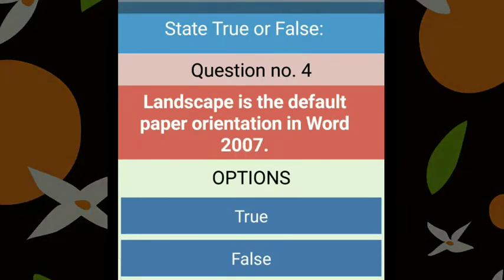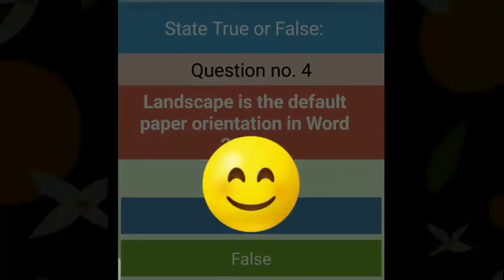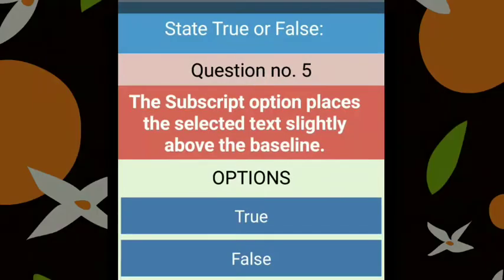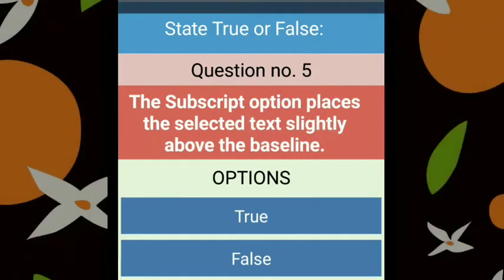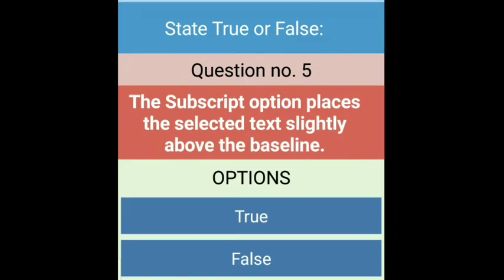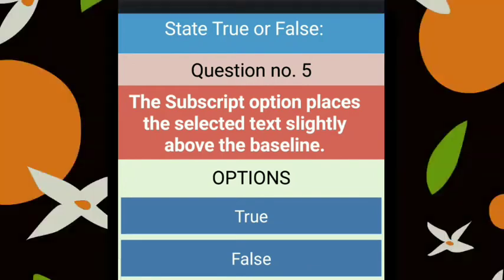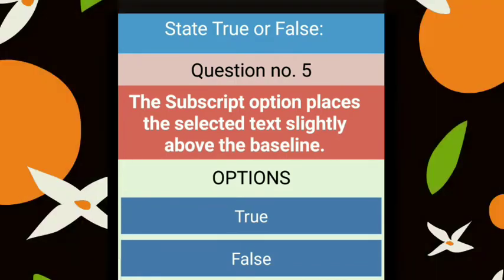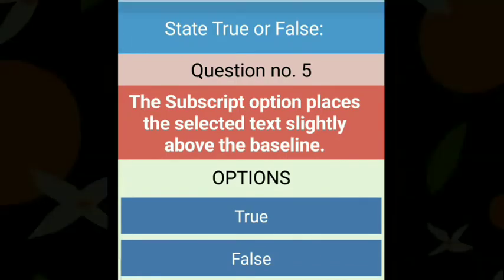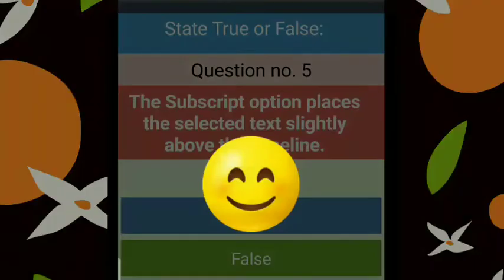As we know, by default हमारा पेज portrait mode में set होता है. So this is saying wrong and this is false. Right answer. Question number 5 is the subscript option places the selected text slightly above the baseline. Means subscript option से हमारा text slightly baseline में थोड़ा सा above चला जाता है. Is it true? No. Above जाने के लिए we use superscript. And using the subscript, the text is placed slightly below the baseline. So this is false. Right answer.